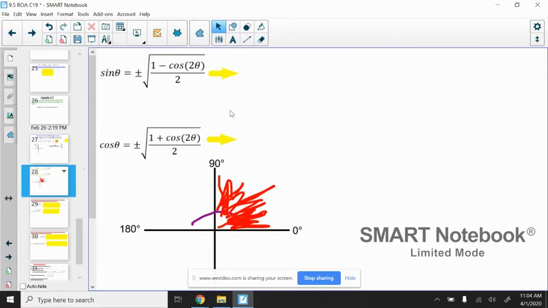What is the moral point of my story here? Well, whether the angle is from 0 to 180, half of it will always land me in quadrant 1, which means in quadrant 1, the sine value is always positive. So I've identified whether it's positive or negative. The cosine value in quadrant 1 is also always positive.